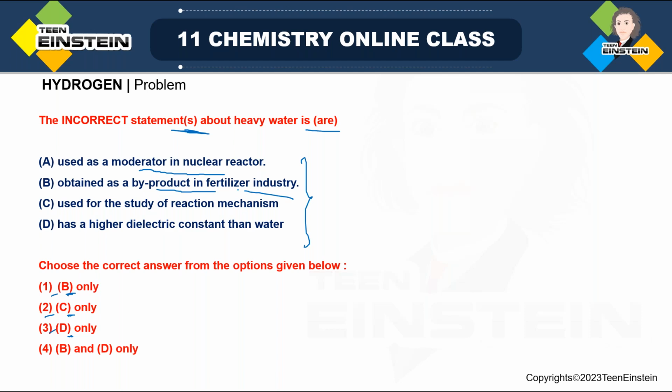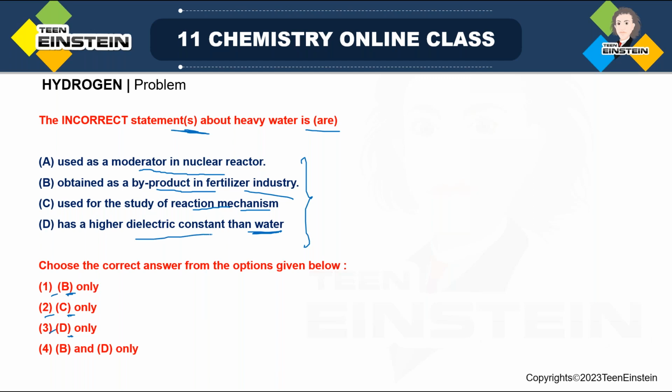So there we have seen that it is one of the methods by which we can produce it. Then it is used for the study of reaction mechanism, right? Has a high dielectric constant than water. Now it is also true that we use it in the reaction mechanism, we have seen in the application part. But what about dielectric constant? Remember, you have to use the same table.